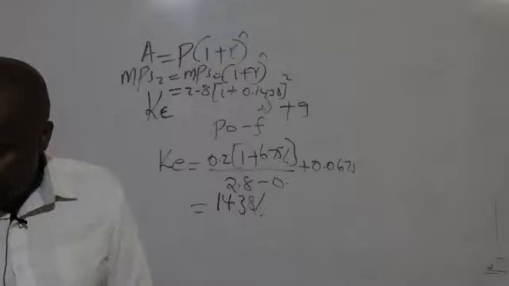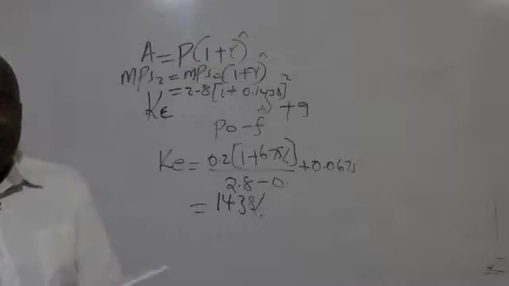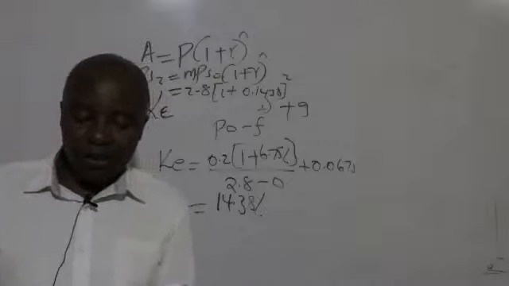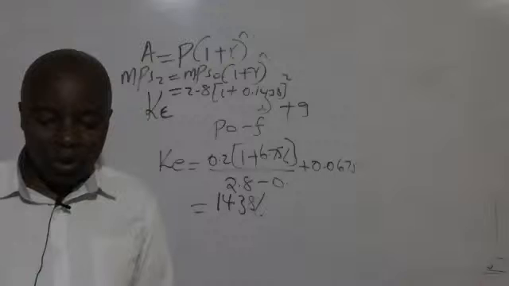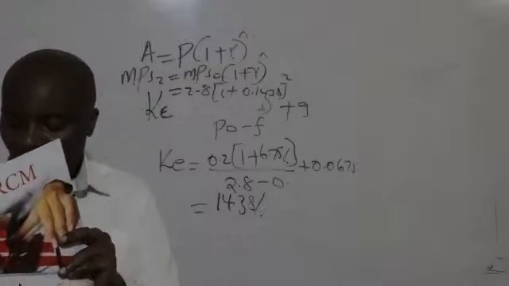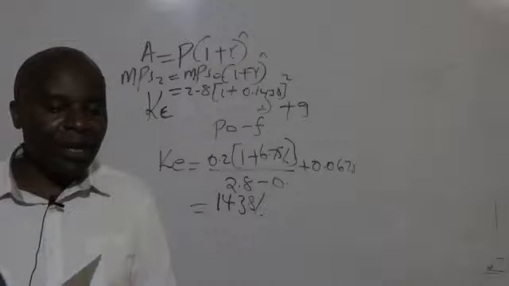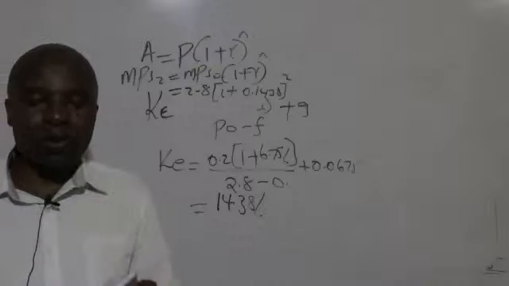Which question is this? It's May 2019, question number 3B. For those of you who have got these revision keys, it's page number 91. Page number 91 is a question there called Zomolo.